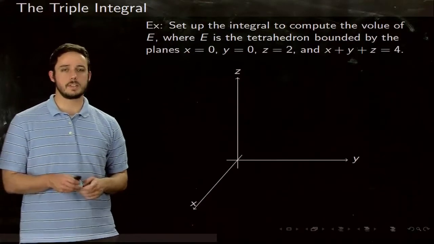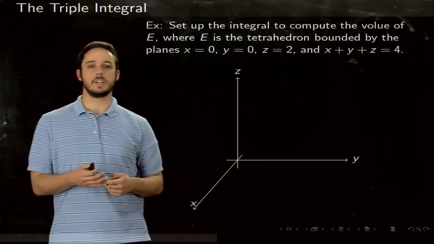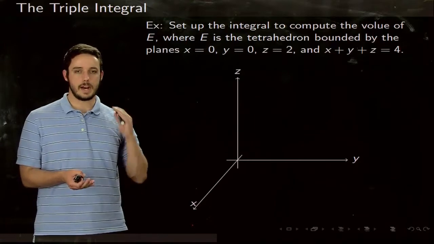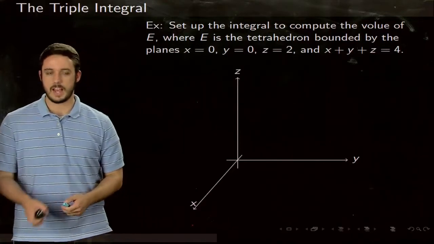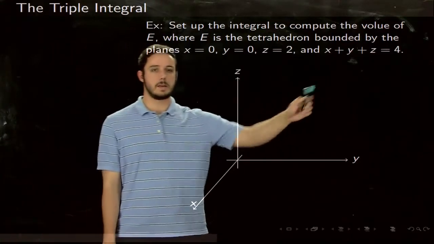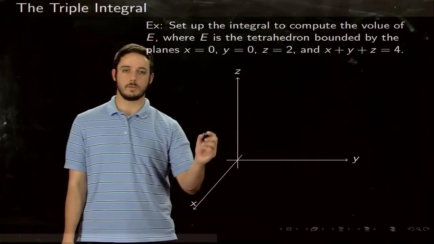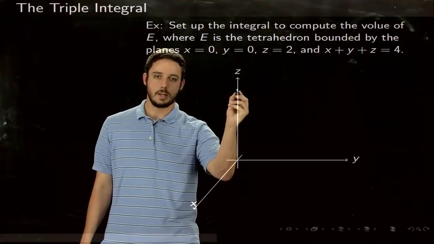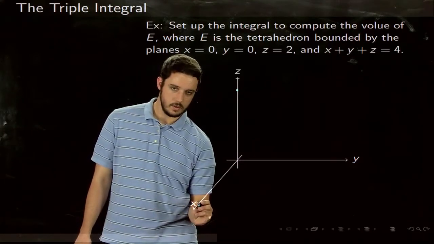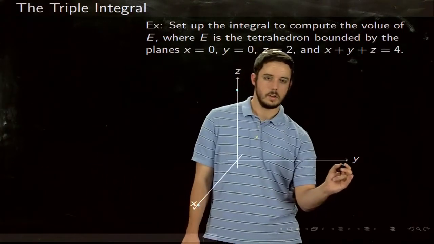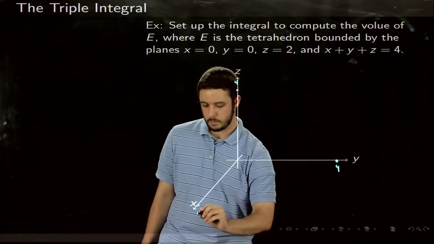Let's look at an example. Let's set up a triple integral to compute the volume of the region E, where E is the tetrahedron that's bounded by the planes x equals 0, y equals 0, and z equals 2, and x plus y plus z equals 4. So what does x plus y plus z equals 4 look like? It's a plane that intersects these axes at 4, 4, and 4.